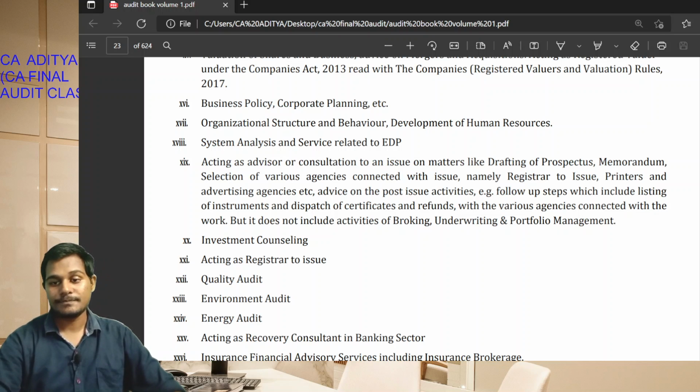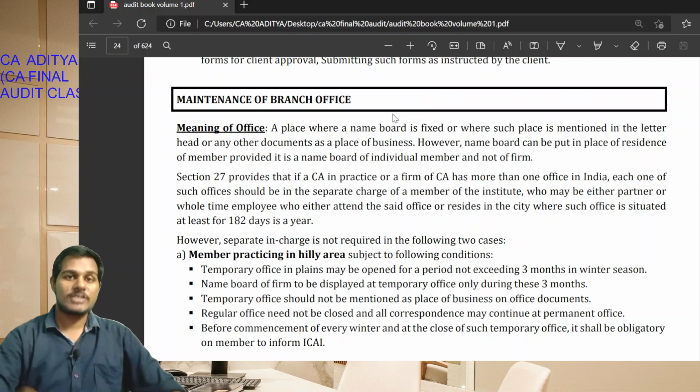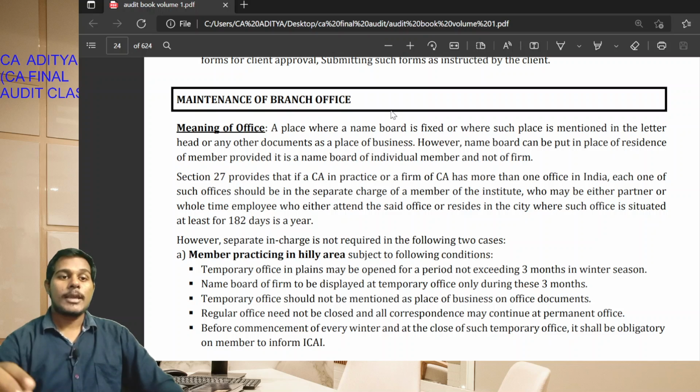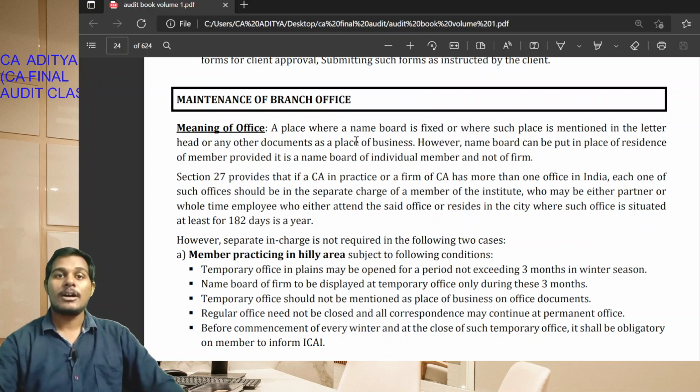Okay students. Next, maintenance of a branch office. See students, it is one of the important topics in professional ethics. Where there is more than one branch office in India, that is, a chartered accountant has more than one practicing office in India, then there should be a separate chartered accountant, a member of the institute, for each.